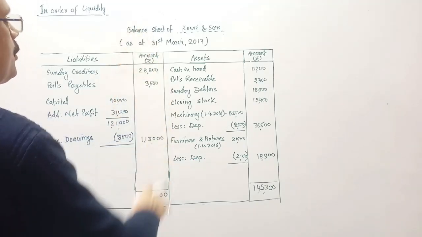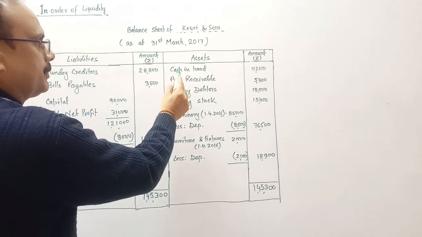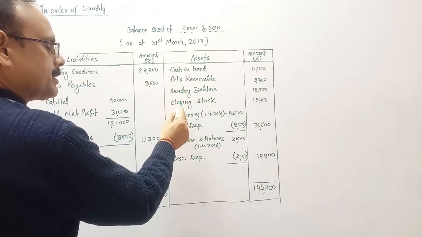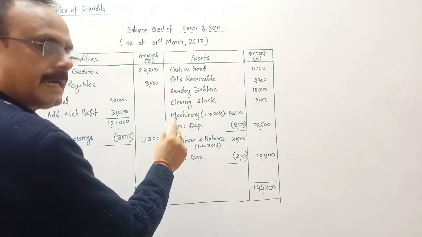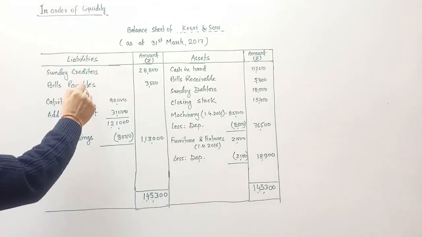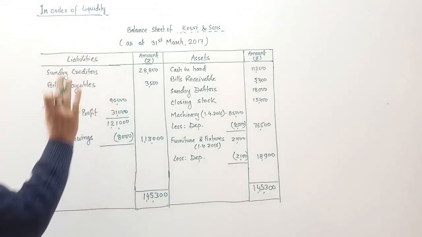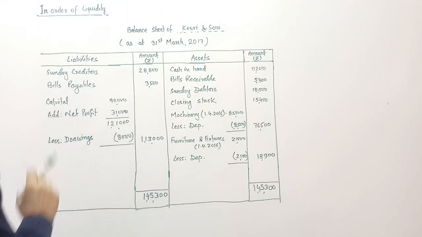Here it is prepared in order of liquidity. That's why liquid assets is at top. These three are the liquid assets and current assets. Closing stock is not a liquid asset but a current asset. And these two are the non-current assets, fixed assets. So this is at the bottom. These two are the current liability, and this capital is a long-term liability. So long-term liability is written at the bottom. Current liability will be at the top, and non-current liability and long-term liability will be at the bottom.